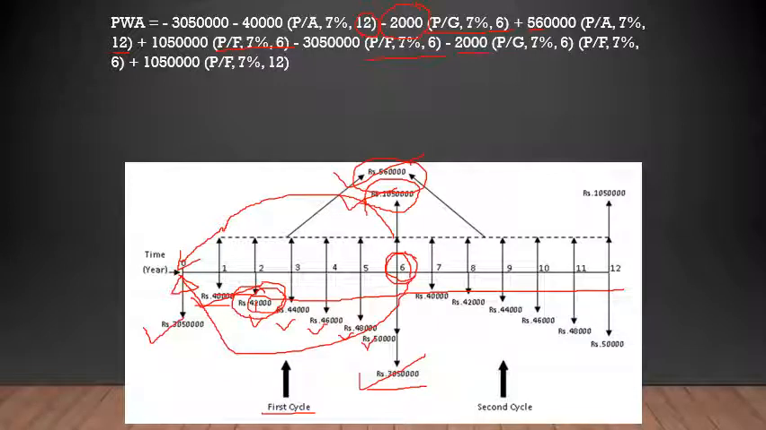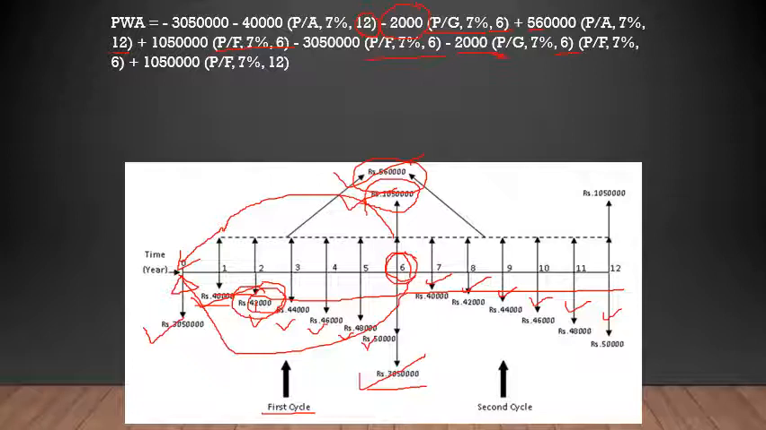2000 of second cycle. G of second cycle we have not yet considered. G of first cycle we have already converted. G of second cycle we have not yet converted. Consider that now, using the factor P by G comma 7 comma 6. That's true because again count 1, 2, 3, 4, 5 G's are there plus the first payment. 5 plus 1, 6. So n will be 6 here. P by G comma 7 comma 6. But where will this P be situated? Will it be situated at t is equal to 0?